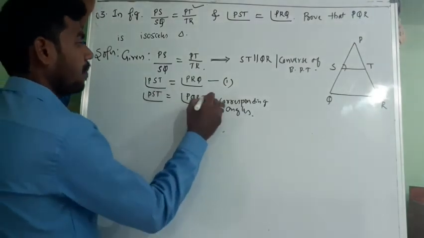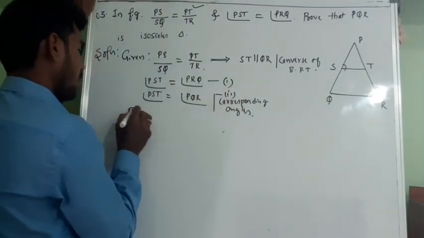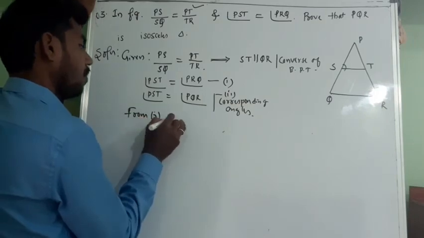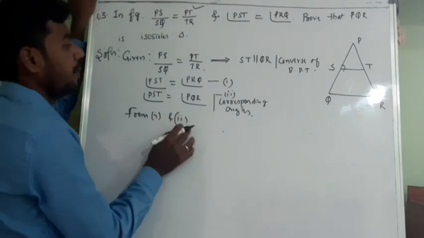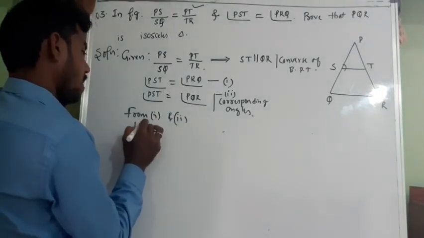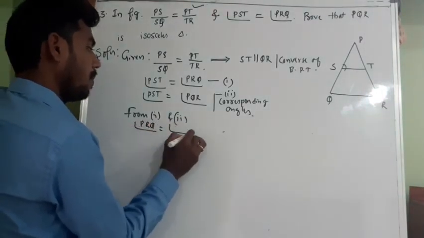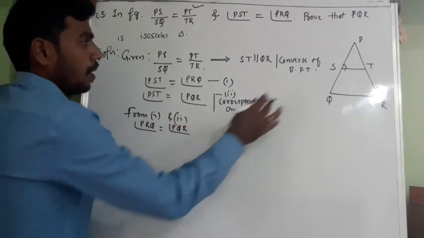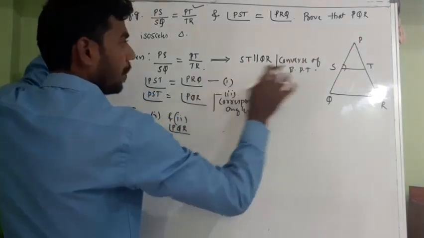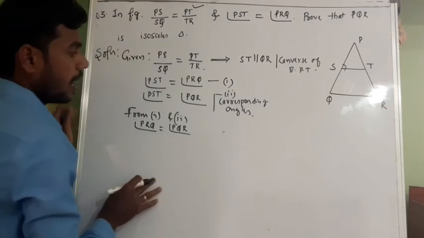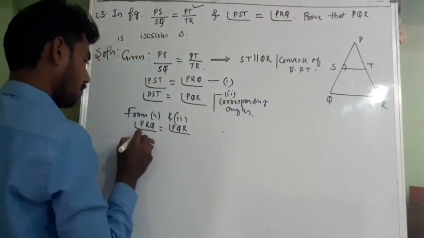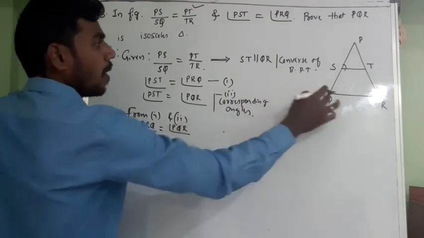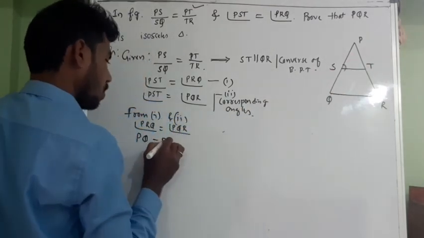So PST, from 1 and 2, I'll call this equation 2. From 1 and 2, angle PRQ is equal to angle PQR. See, PRQ is equal to PQR. Directly I can say, PRQ, what is the opposite side? PQ. PQR, what is the opposite side? PR. So PQ is equal to PR.